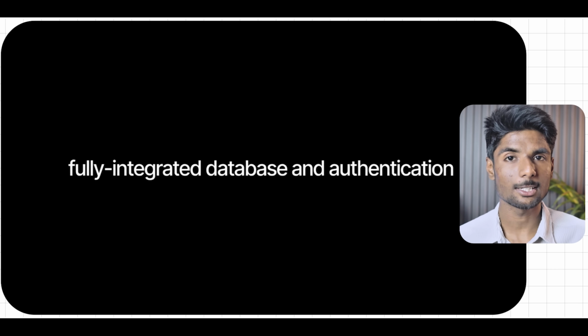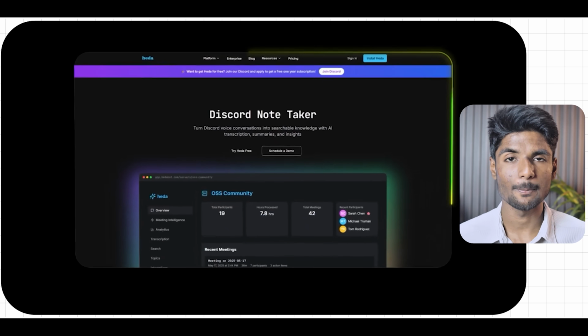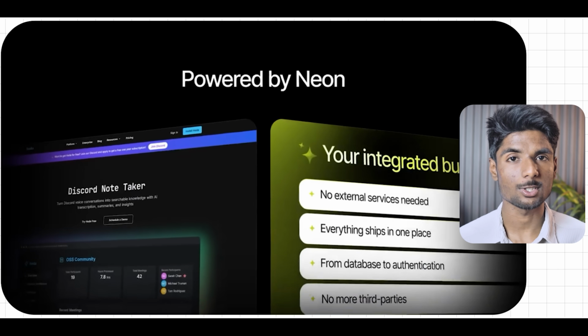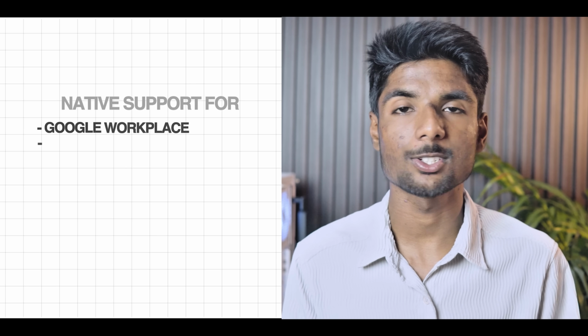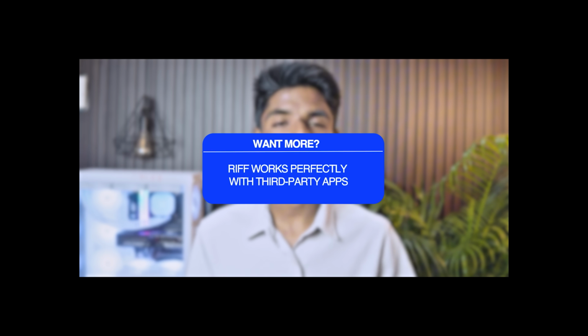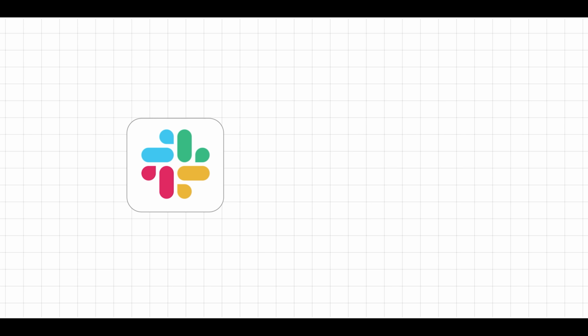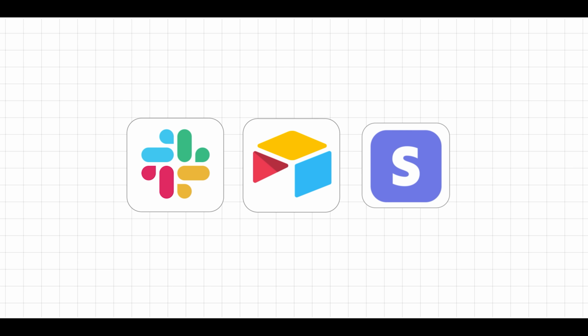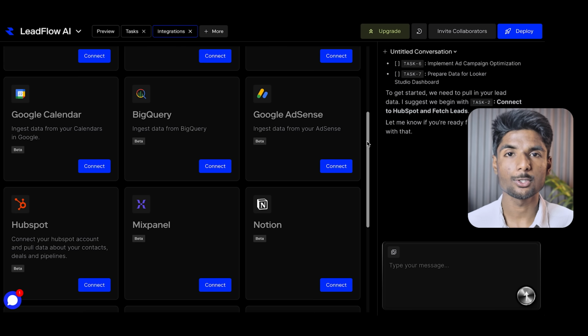Riff's ability to connect to other tools is one of its best features, making it a great tool for connecting your tools. Native support for Google Workspace, Drive, Sheets, and Gmail makes sure that data flows smoothly. And do you still want more? Riff AI works perfectly with third-party apps like Slack for notifications, Airtable for databases, and Stripe for payments. It fits right in with your current stack.